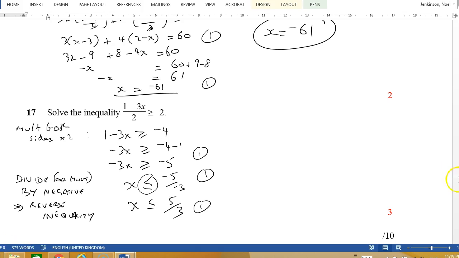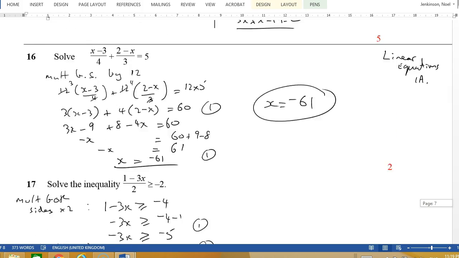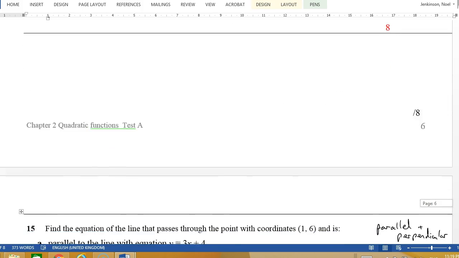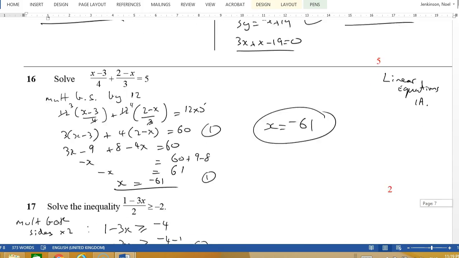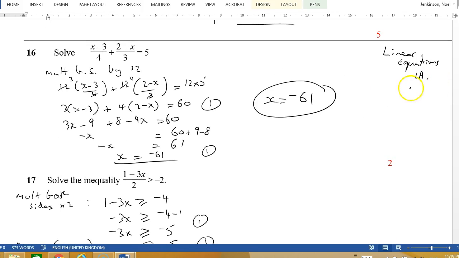Should you need any extra help with this last page, you would look at the work from 2ECD, the equation of line stuff, and you'd also look at the work from 1A.